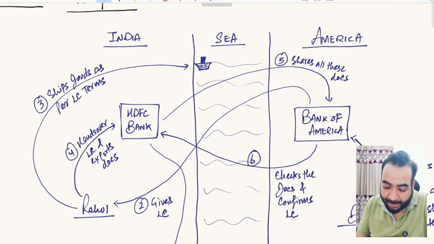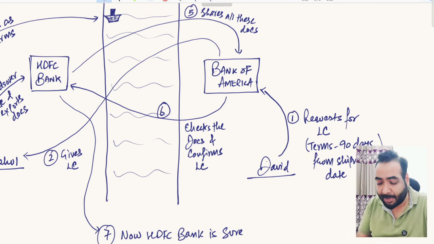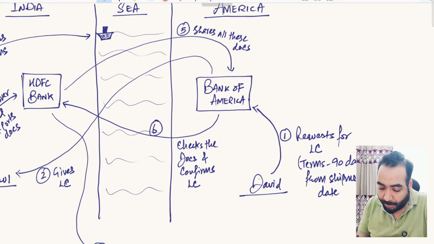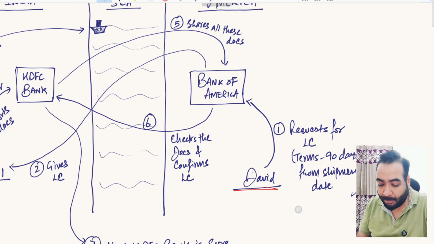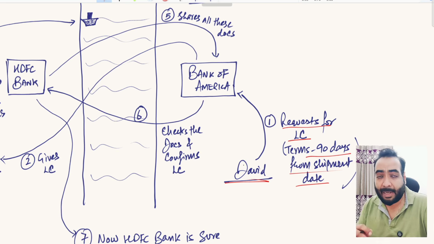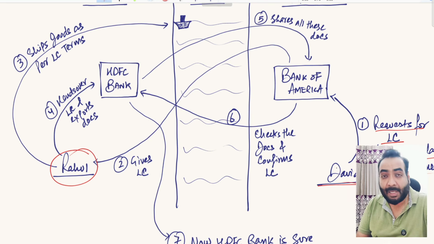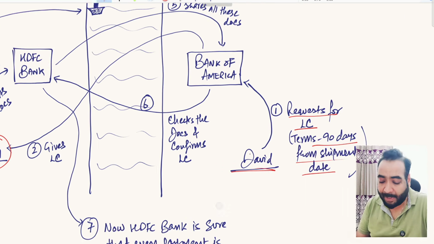So again, India, C and America. Now carefully assess how the transactions are moving here. Now David here wants to procure goods from Rahul. David requests Bank of America for letter of credit for 90 days period from the date of shipment, right? David goes to Bank of America and tells them that he needs LC for issuance to Mr. Rahul, since Rahul doesn't trust David and David also doesn't trust Rahul very much.